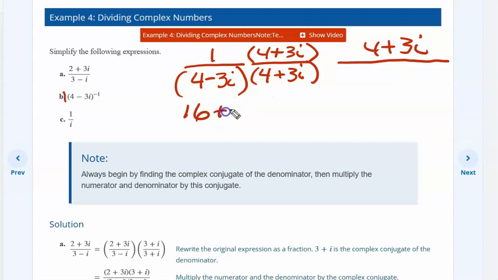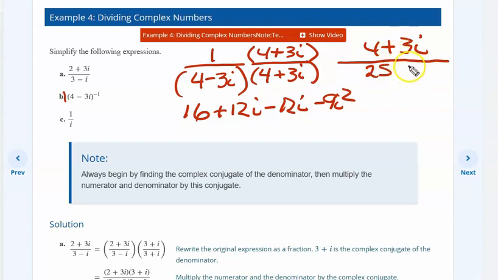Outers is plus 12i. Inners minus 12i. Remember, when you multiply conjugates, the inners cancel out. And you get a positive, negative 9i squared. That's going to become a positive 9 because this is negative 1 times negative 9 gives you a positive 9. 9 and 16 is 25.